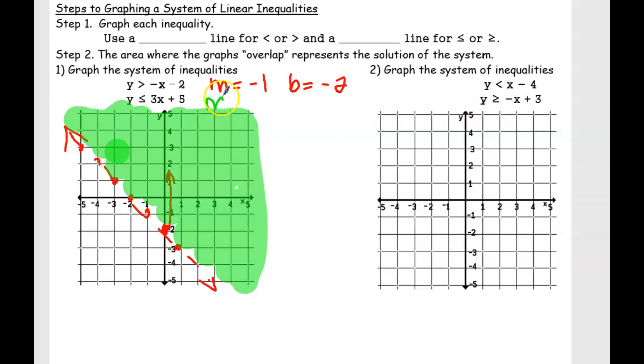All right, the next one, let's do this in blue. The slope is going to be 3 and the y-intercept is going to be 5. So we're going to start at the y-intercept of 5. I'm going to go down 3, 1, 2, 3, and to the left 1. This one is going to be a solid line because it's less than or equal to.